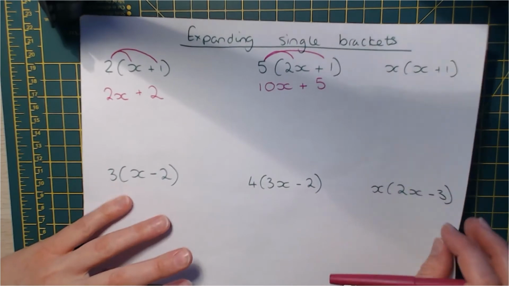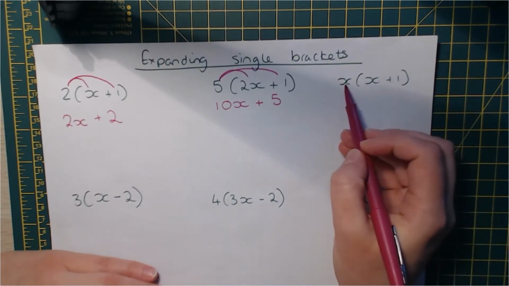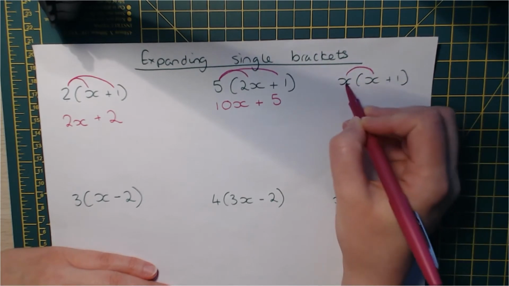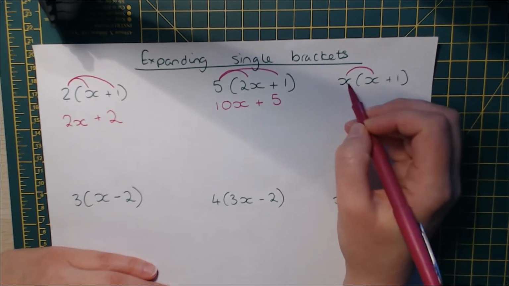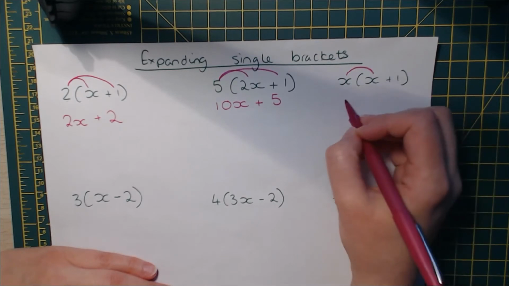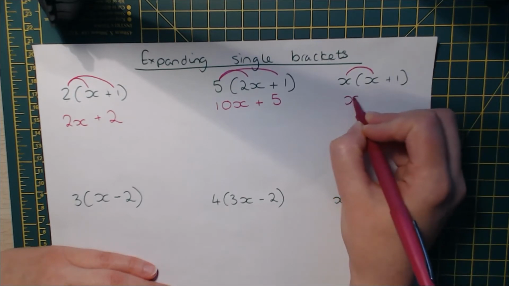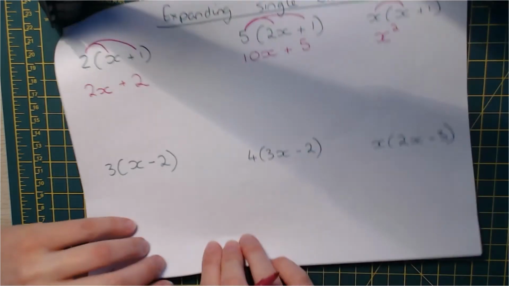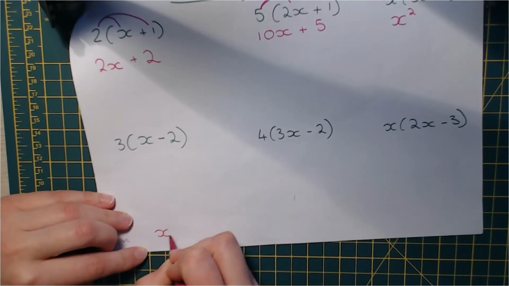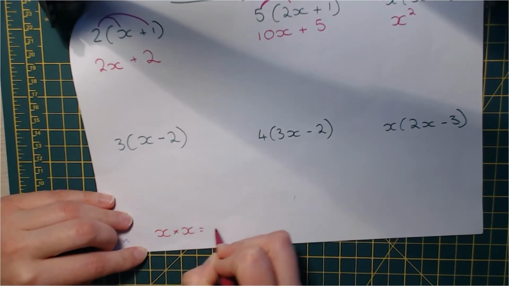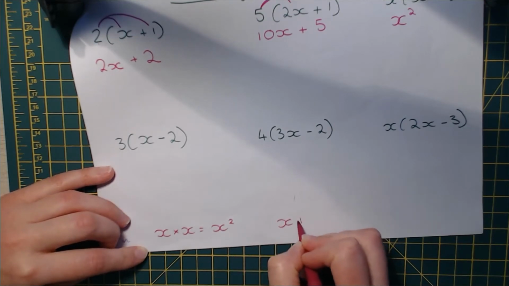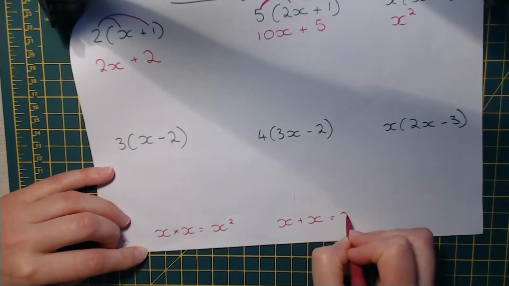The next one down here is a little different. This time we've got an x on the outside and an x on the inside. We're going to do the exact same thing. We're still multiplying them together. The thing you've got to remember here is that x multiplied by x is x squared, not 2x. Be really careful. That's a common mistake. I'm going to put that down here as a little note so you remember. X times x is x squared, and that's not to be confused with x add x, which is 2x.